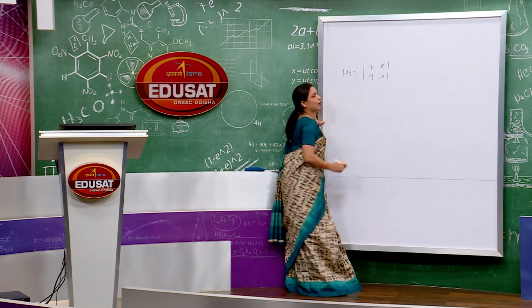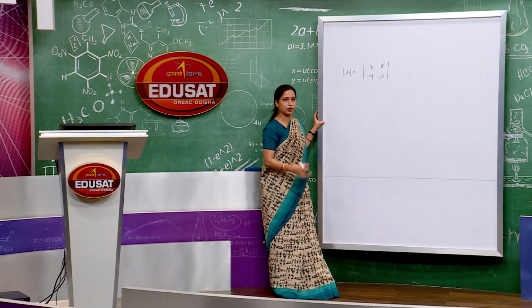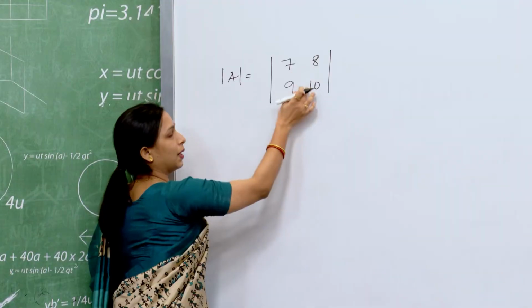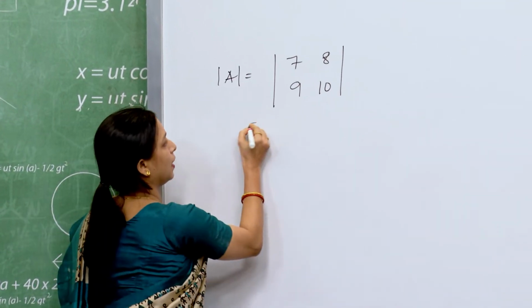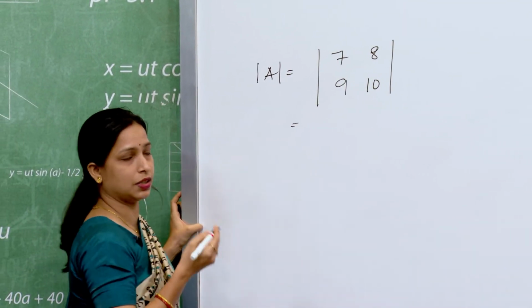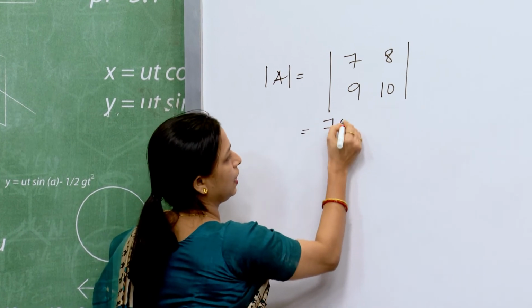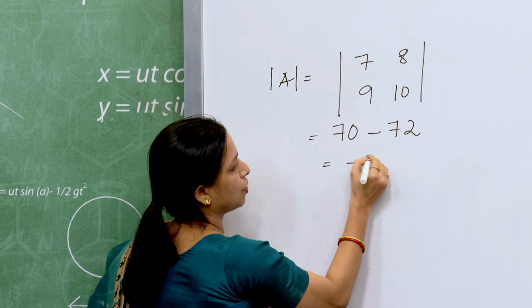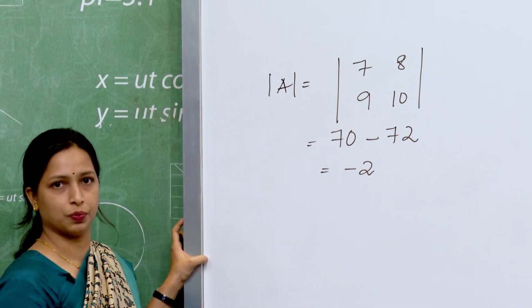okay? Now, if I have to find out the value of the determinant, we all know how to find out the value of a determinant of order 2. We multiply the diagonals and find the difference and that is the value of the determinant. So this is 70, 8 into 9, 72. So the value is minus 2, right?